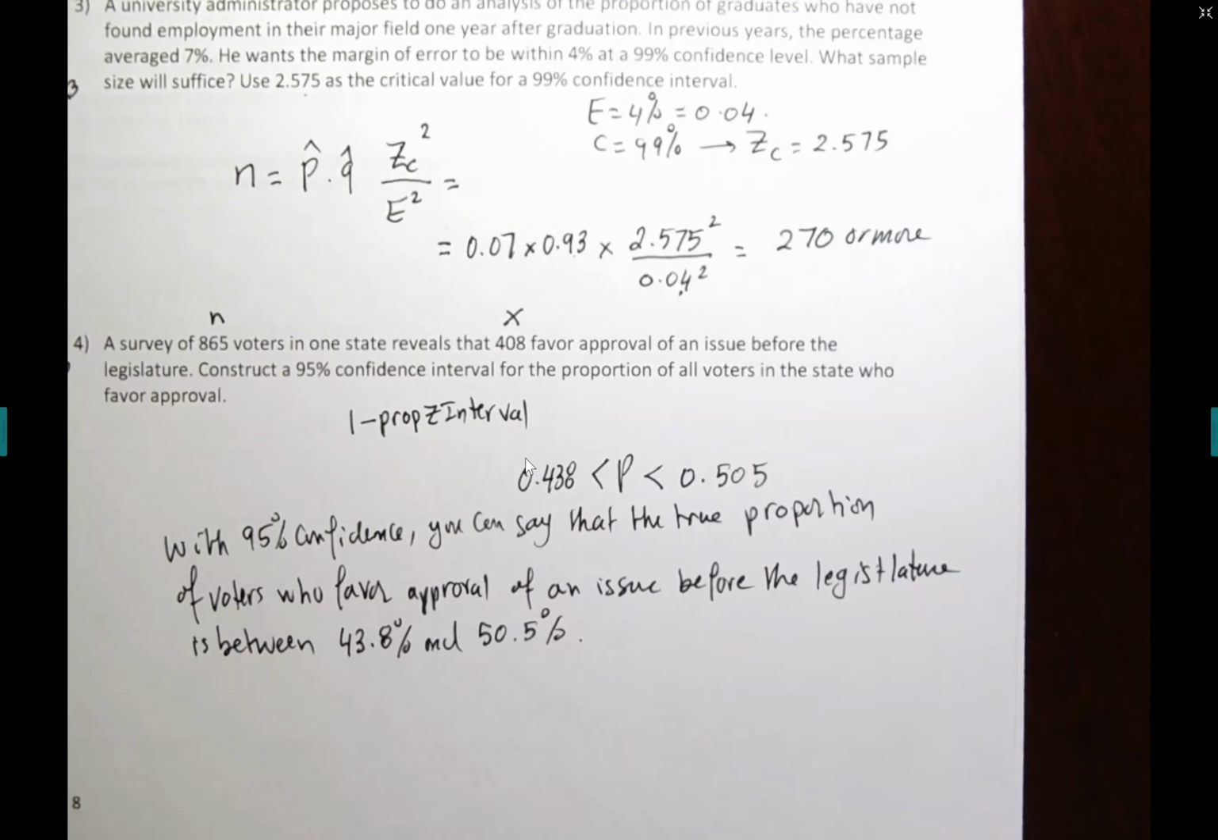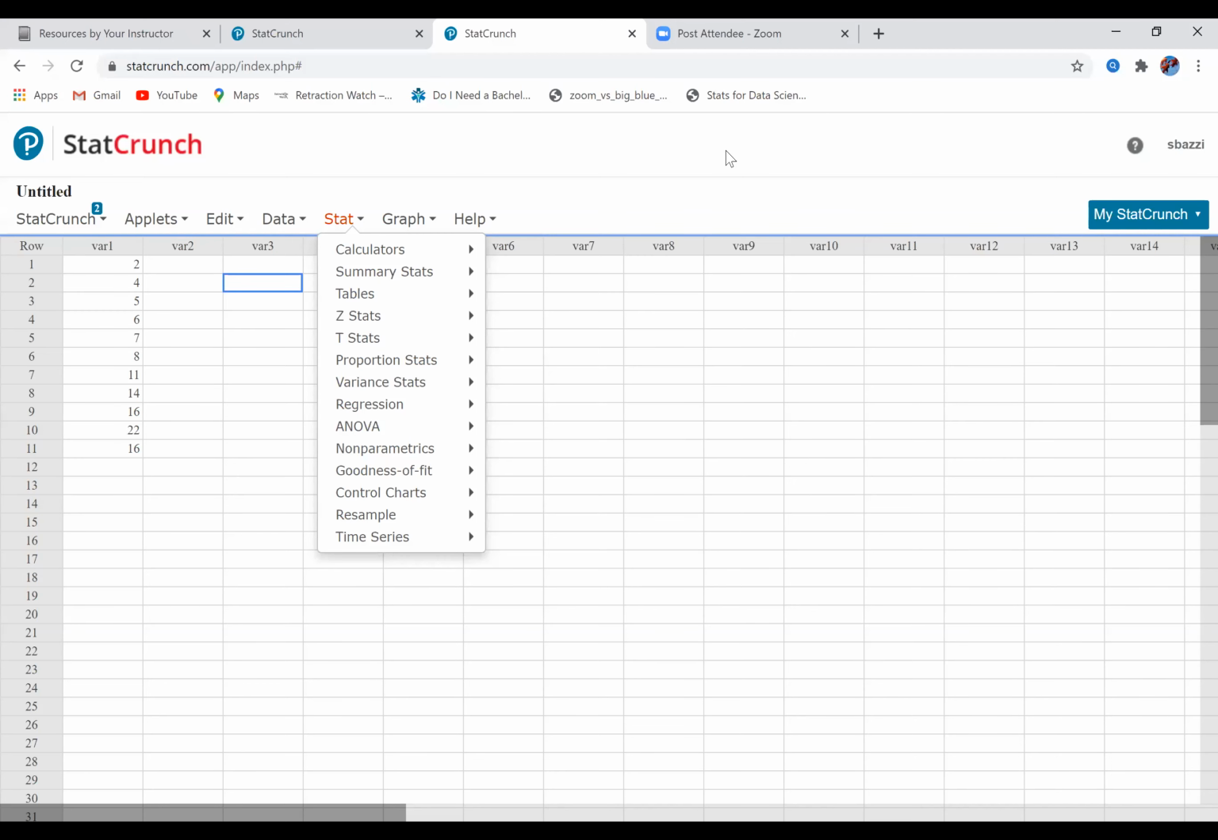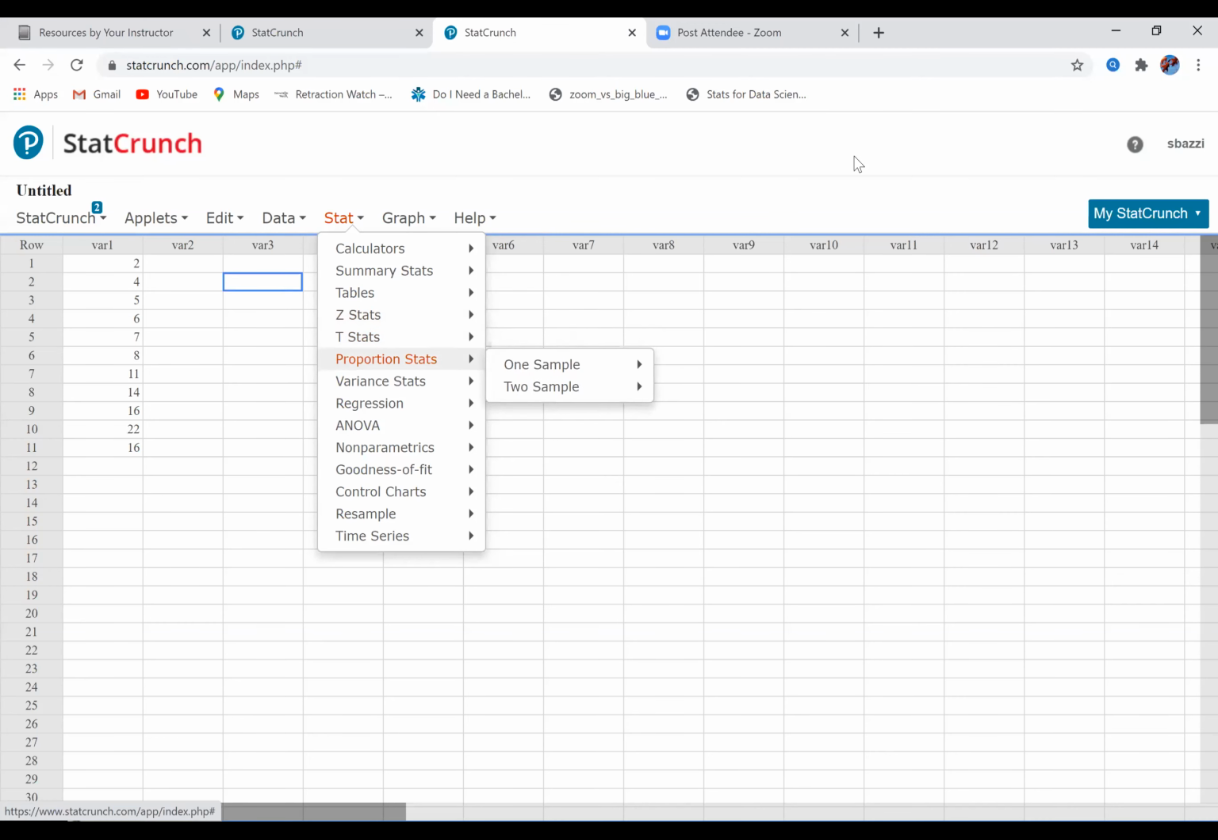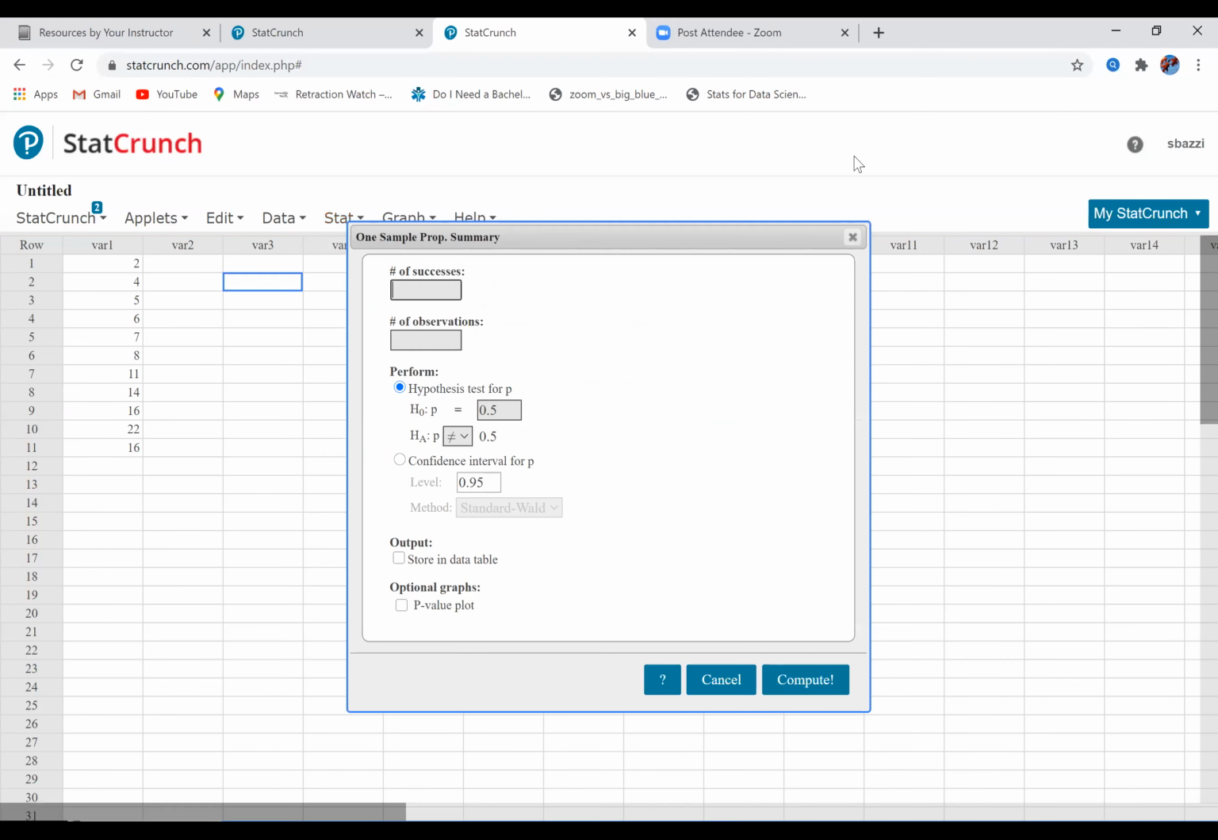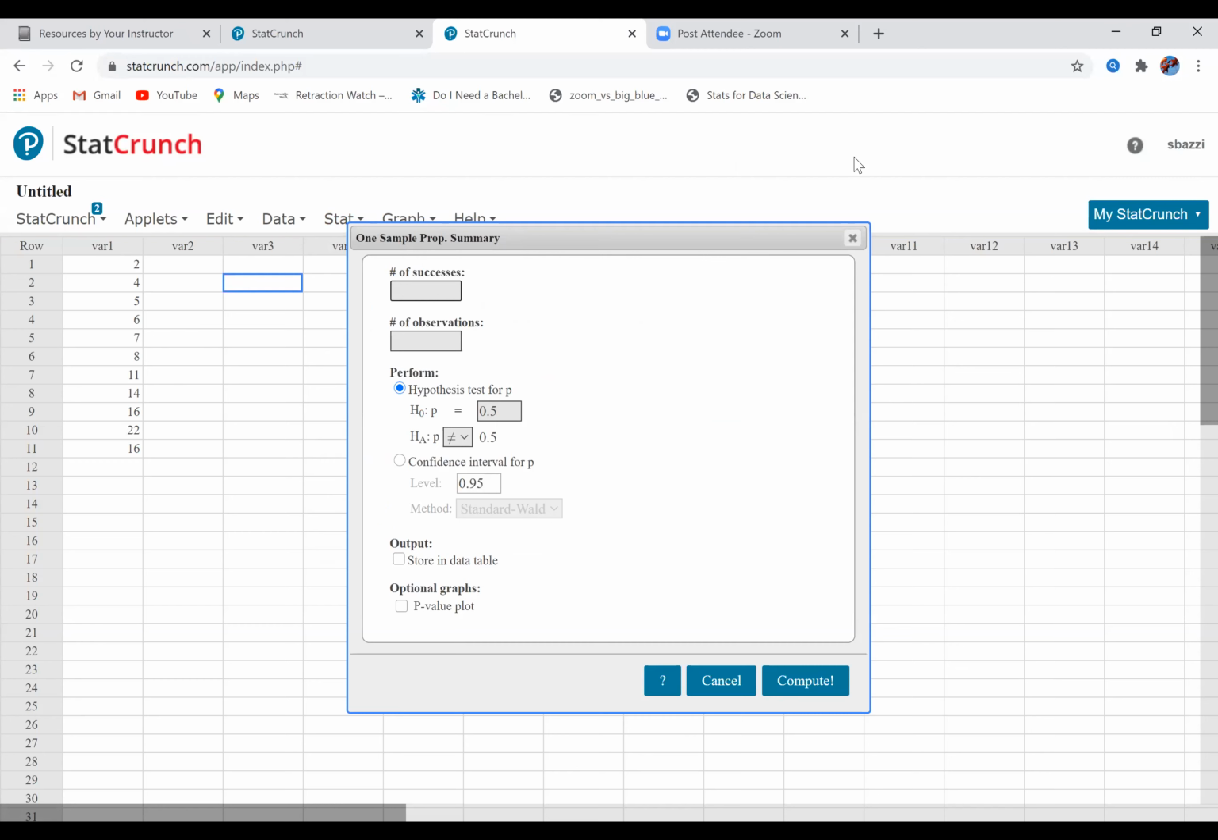Let me show you how to do this one using StatCrunch. Okay, I'm going to show you how to do this using StatCrunch. We're doing proportion statistics. So Z is for section 6.1, T is for section 6.2, and proportion is for section 6.3. One sample, guys, with summary. I don't have the actual data. Number of successes is X. And what did we say X was? 408. Number of observations, which is N, 865.